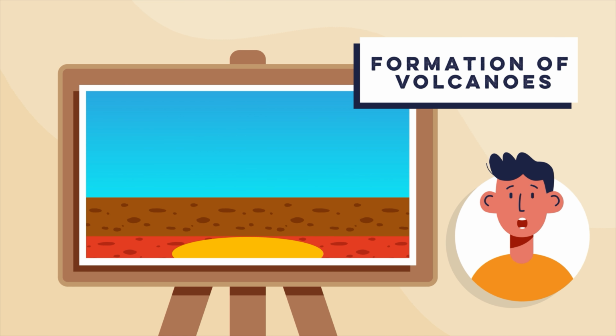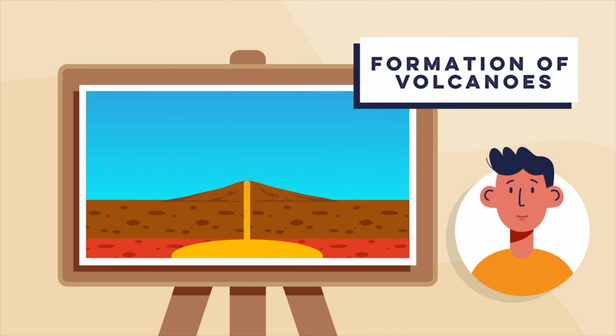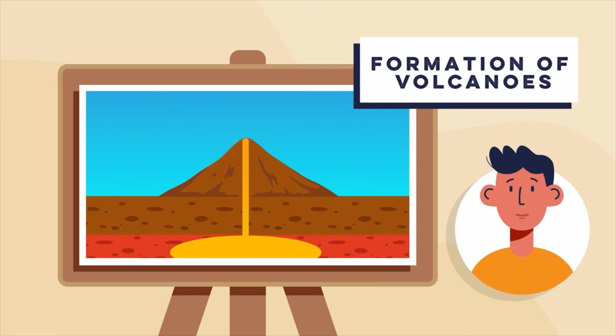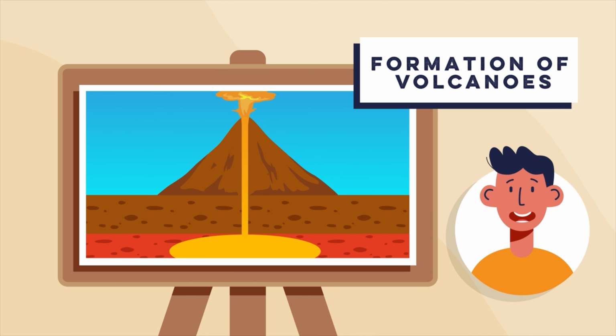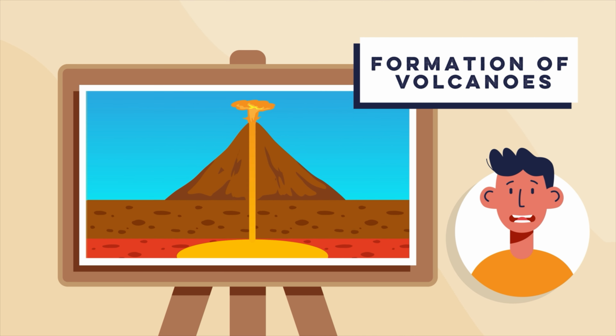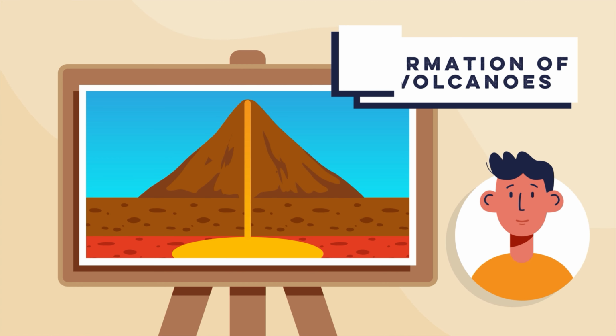Step 4: Formation of volcanoes. As the pressure builds up in the magma chamber, magma forces its way through cracks in the Earth's crust. When it reaches the surface, it erupts, forming a volcano. These eruptions can occur repeatedly, building up layers of lava and ash to form large volcanic structures.